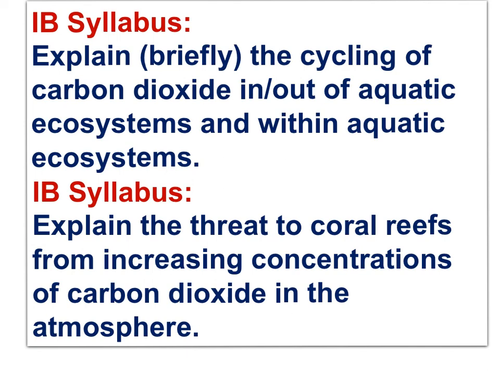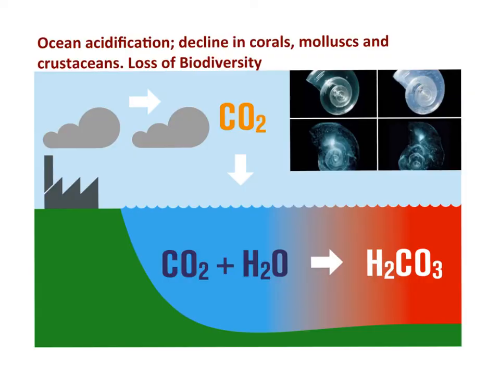explain the cycling of carbon dioxide in and out of aquatic ecosystems and within aquatic ecosystems. Explain the threat to coral reefs from increasing concentrations of carbon dioxide in the atmosphere. As carbon dioxide levels in the atmosphere increase, the ocean absorbs more CO2 through diffusion. When oceans absorb carbon dioxide, they become more acidic.